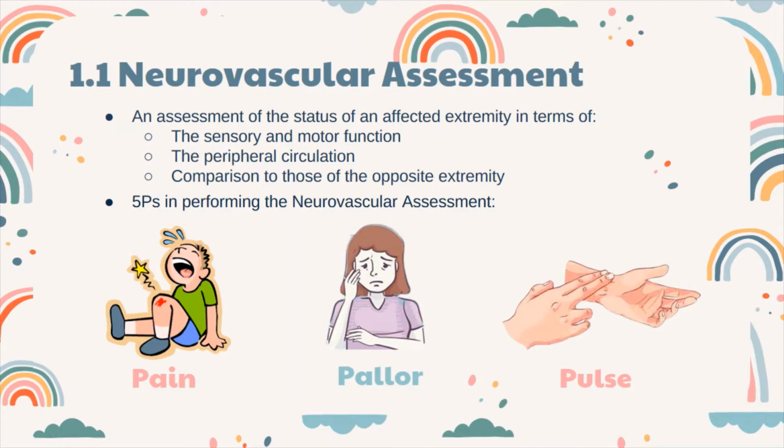And next is pulse. Pulses should be compared by rate and quality on both the unaffected and affected sides. Diminished or absent pulse distal to injury may indicate vascular dysfunction and insufficiency. It should be reported immediately to the provider.